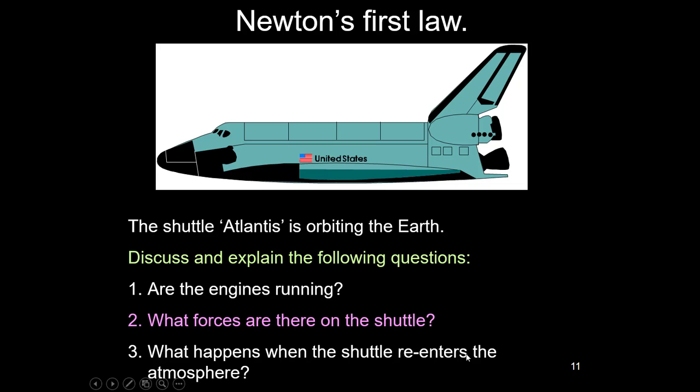What happens when the shuttle re-enters the atmosphere? Now, as soon as the shuttle re-enters the atmosphere, it starts experiencing the full force due to gravity of the Earth, which pulls it towards the Earth, accelerating at 9.8 meters per second squared. And then we're not dealing with Newton's first law anymore, but we're dealing with Newton's second law.